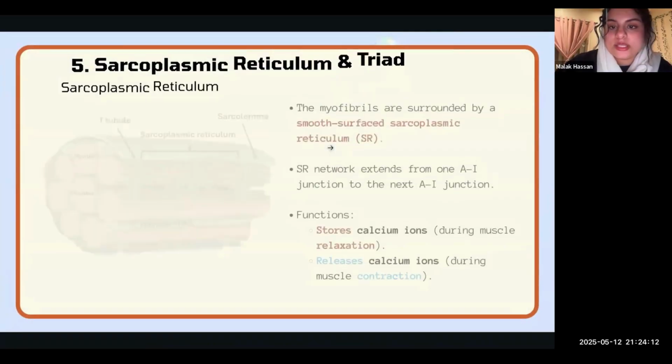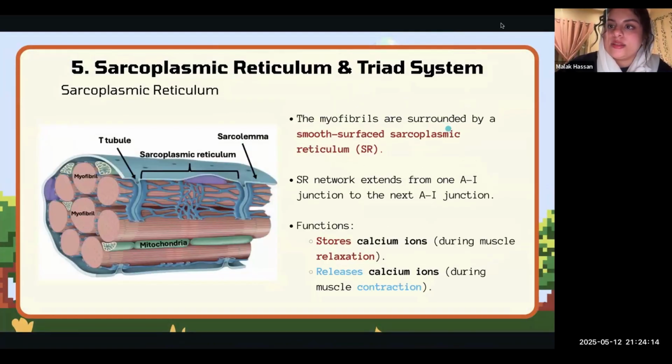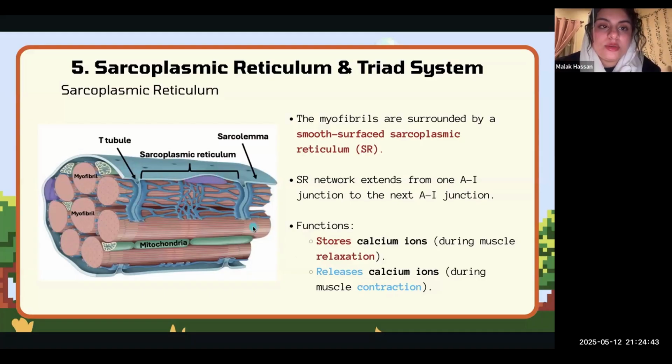So we have the sarcoplasmic reticulum. Myofibrils are surrounded by this sarcoplasmic reticulum, all right? The network is going to extend from one A-I junction to the next A-I junction. And what is the function of the sarcoplasmic reticulum? It is to store calcium ions during muscle relaxation and to release calcium ions during muscle contraction. So this is the sarcoplasmic reticulum, and this is the T-tubule, which we're going to talk about next.